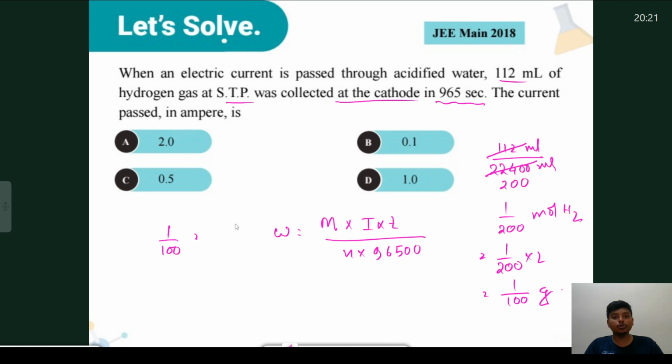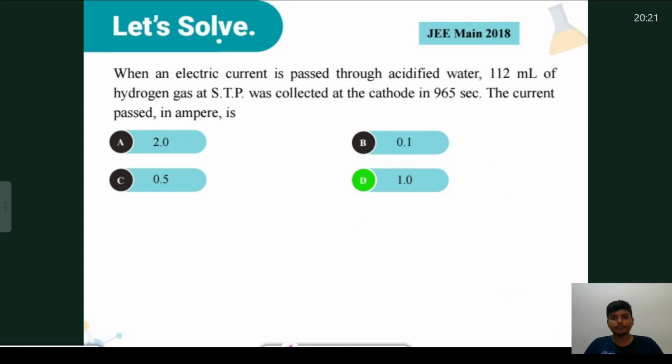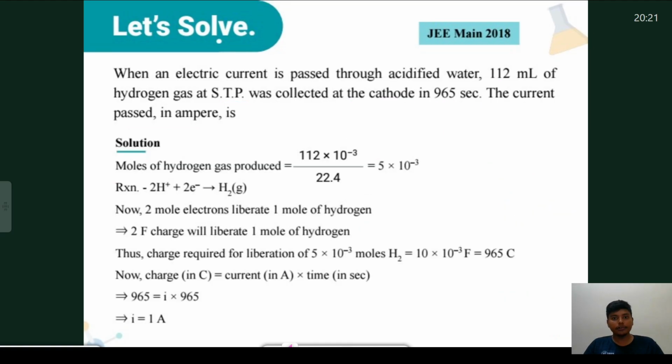Equal to the M value. What is the hydrogen mass? 2. And divided by N value, that is also 2. Multiplied with 96500 into I, they are asking, and the time is 965. So this is also 100, 2 and 2 cancel, this cancels. Yes, I value is 1. Okay. That's simple. Formula is very important. Remember that.